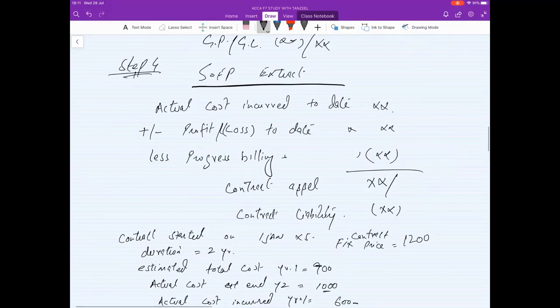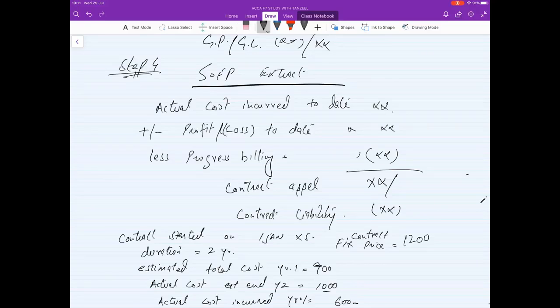Stage 4, SOFP extract. Previous stage 3 we made profit and loss. Now statement of financial position. In this we will say whether the project is our asset or our liability. So see, actual cost incurred to date.